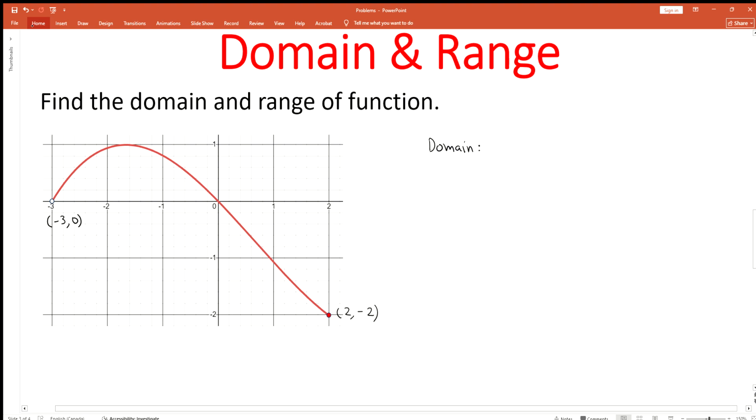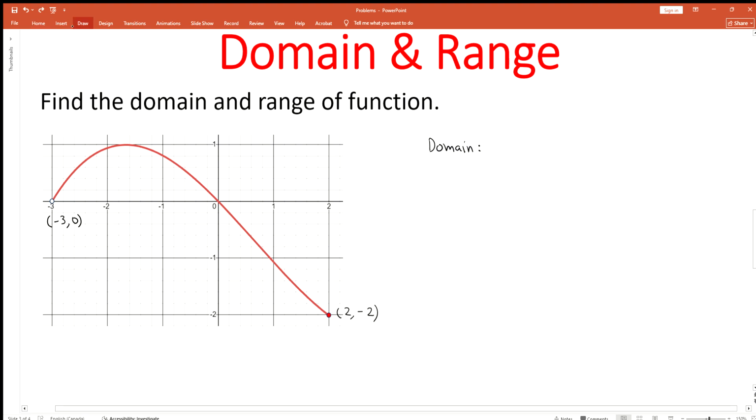As you may know, domain is set of all possible x values for a function. So we have to analyze the given graph along the x-axis to find out what points on the x-axis lie on this curve. Along the x-axis, the curve starts at -3 on the left side and ends at +2. However, x equals -3 does not lie on the curve because of the open dot or the open circle, but +2 lies on the curve because of the closed dot or the closed circle.